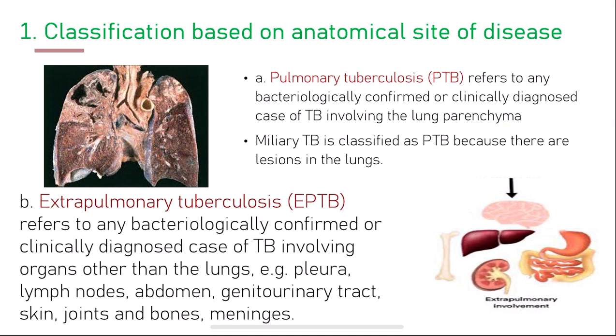Pulmonary TB refers to a bacteriologically confirmed or clinically diagnosed case of TB involving the lung parenchyma. By the word pulmonary itself you can make out that the lung is involved, especially the parenchyma. Miliary TB is classified as pulmonary TB because some lesions are found in the lungs. Hence, it falls under pulmonary TB.